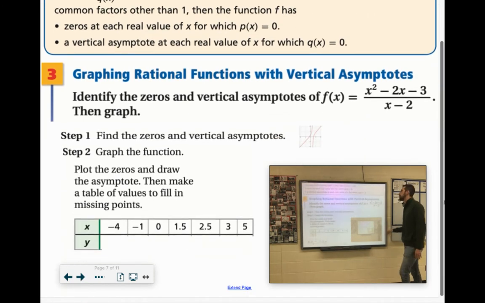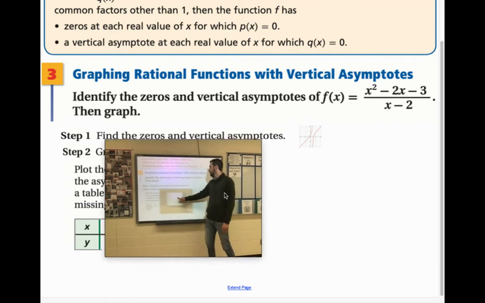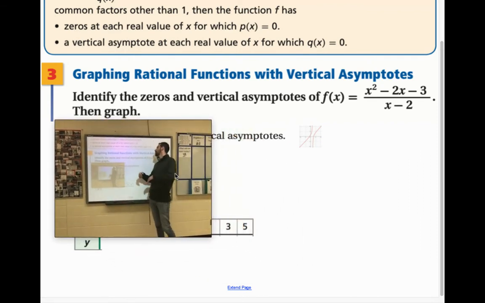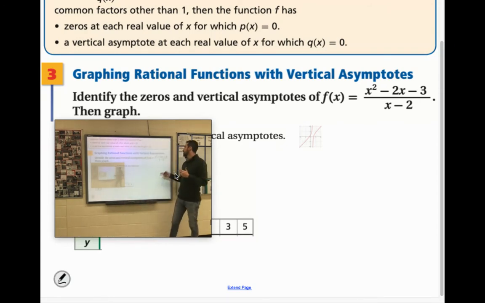Identify the zeros and the vertical asymptotes of this function. And then it says graph. Now you can substitute in values for x, not the most important thing, and solve each one of them. I just want to get you kind of with how the graph looks, like a quick sketch of it. So again, the zeros are messed with the numerator. Now the numerator is not in factored form.